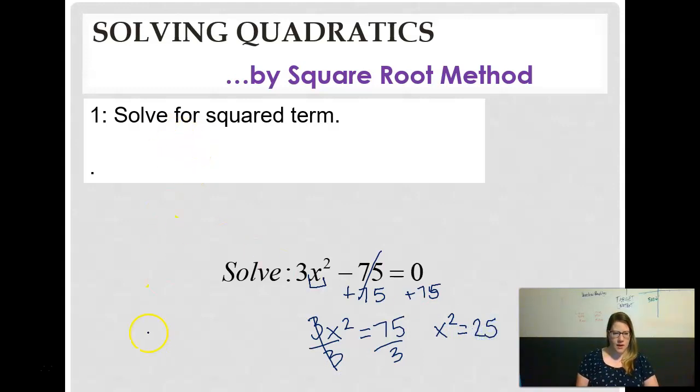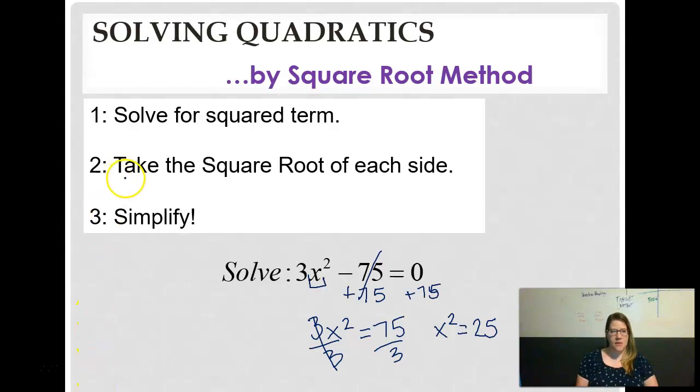So I've done step 1. I solved for the squared term. The second thing I want to do is take the square root of each side. I'm trying to get rid of this squared, and the opposite of squaring is taking the square root, right? So I'm going to take the square root of both sides. The square and the square root are going to cancel one another out, so I'm just left with x on this side. The square root of 25 is equal to 5.